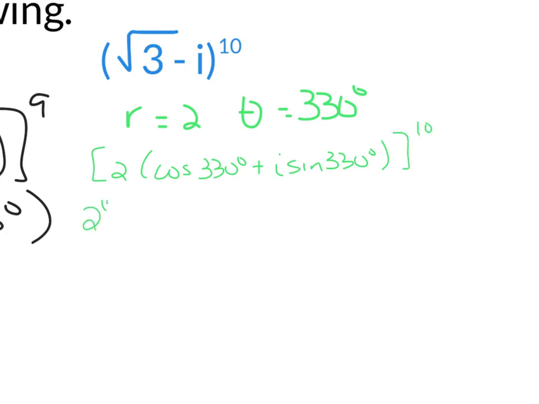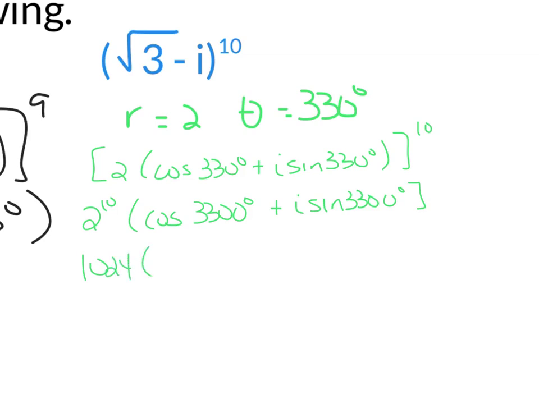So I have 2 to the 10th out here. Inside, I'm going to do 330 times 10, which is 3,300 degrees, plus i sine 3,300 degrees. Now, one thing I do have to do is figure out where 3,300 degrees is. If you go around a circle, you keep going 360, 360, 360, you end up finding out, first of all, that 2 to the 10th is 1,024, and that 3,300 is 60 away from the x-axis in quadrant 1. So that means it's really a 60 degree angle.